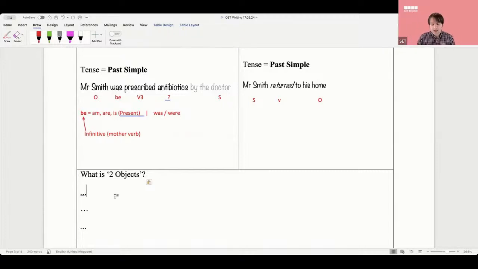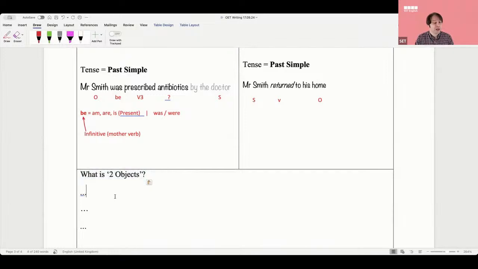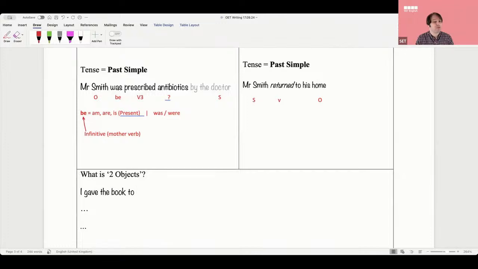Okay, so Priyangi, do you know what is two objects? Do you know what that means? Sometimes at the end of sentences there are two objects. So can we have an example in the active voice? Like, I gave the book to... him. Yeah. Okay, so think about the structure here.